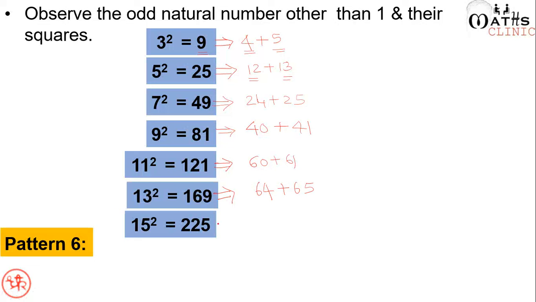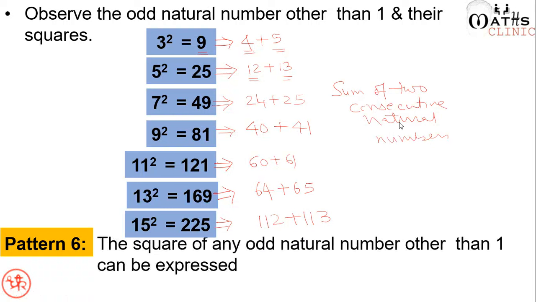225, how can I write 225? It can be written as the sum of 112 plus 113. Do you understand? It is the sum of two consecutive natural numbers. So the square of an odd natural number is equal to the sum of two consecutive natural numbers.